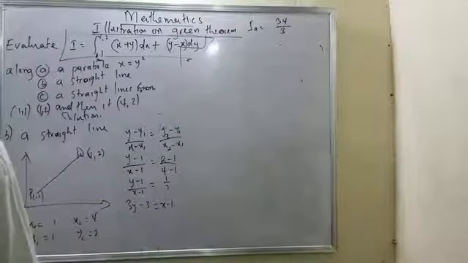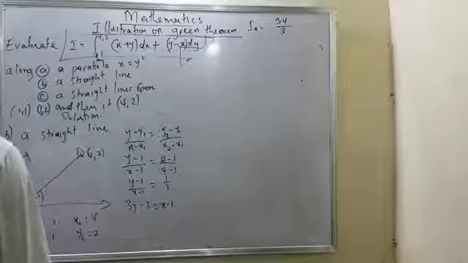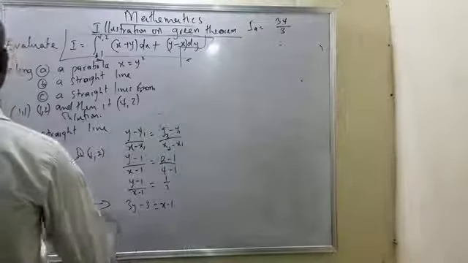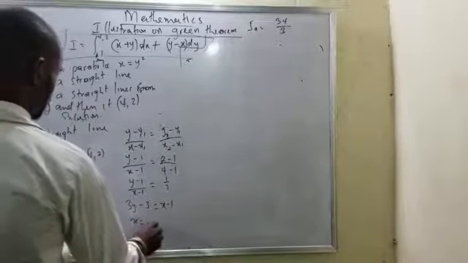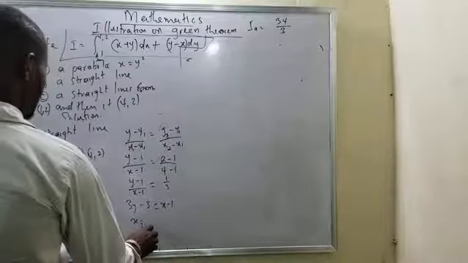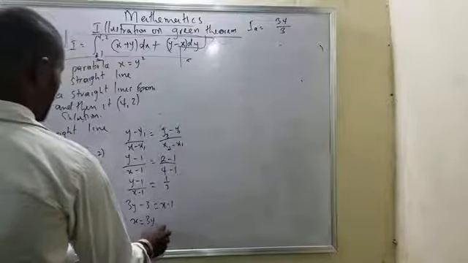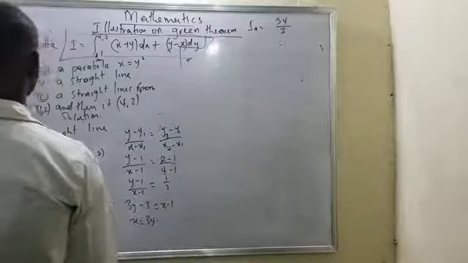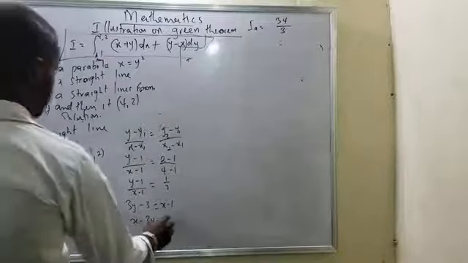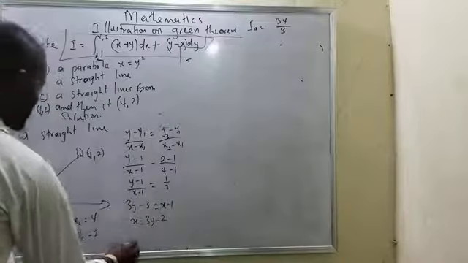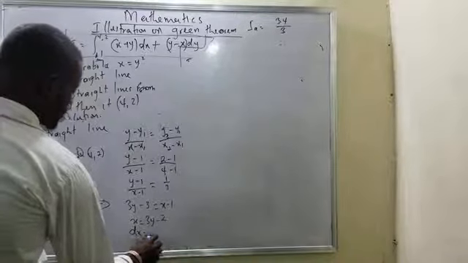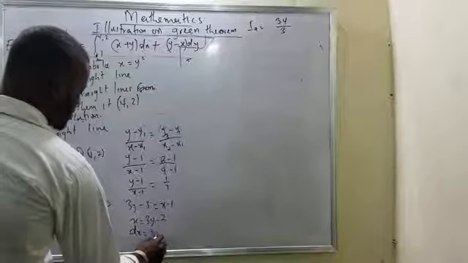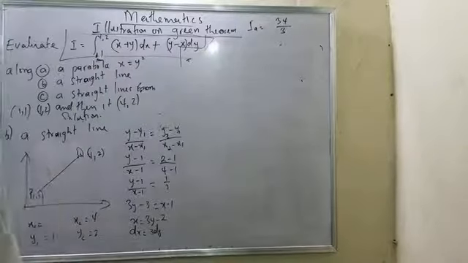Now I cannot leave it like that. What next? What can I do? I can say that my x equals 3y minus 2. Now, if I have it in terms of x, dx will be equal to 3 dy.